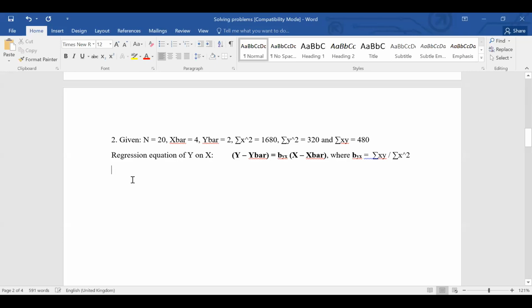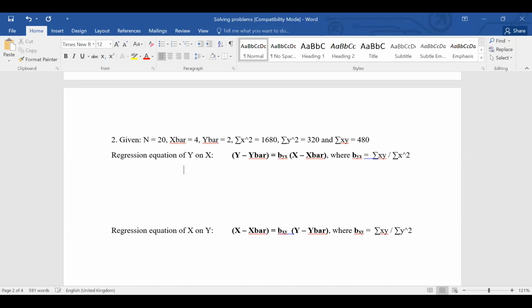Now, how to find the answer for the second problem? Can anyone? See, this is very, very simple. Now you don't need to find out x bar, y bar and all, because in the problem they are given directly. No need to find out x bar, y bar, no need to find out x square, y square.